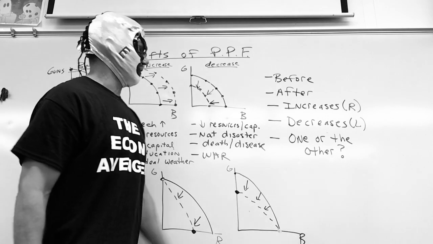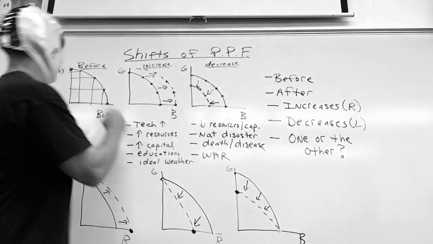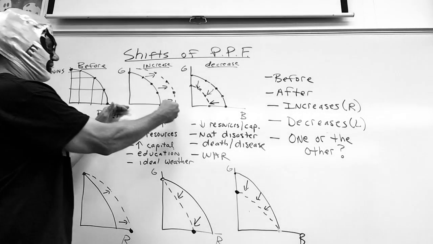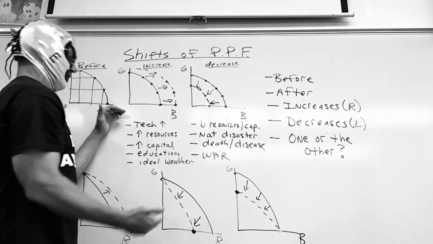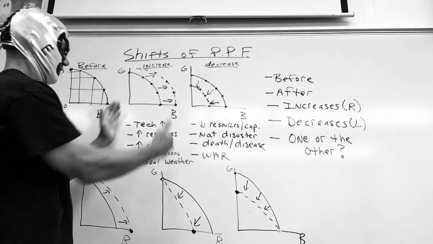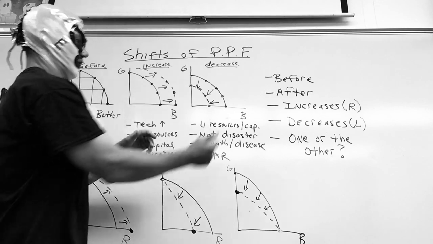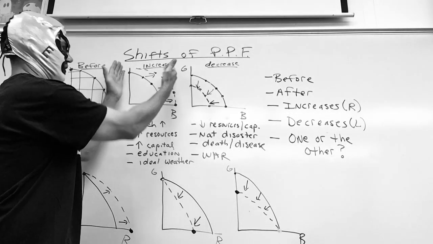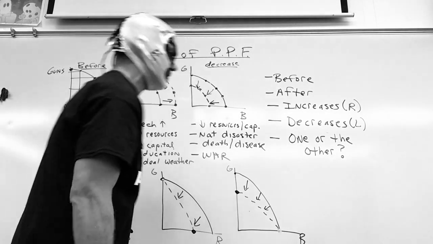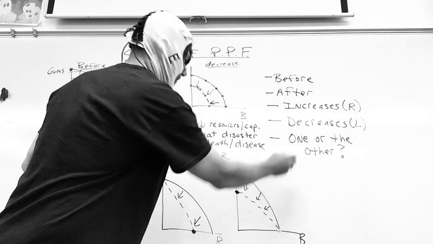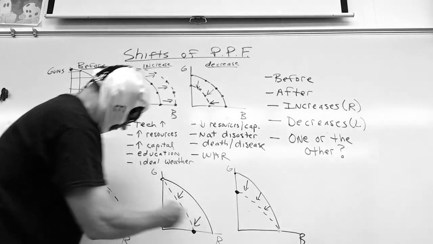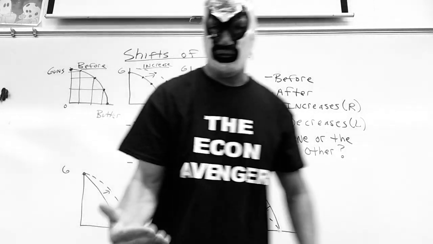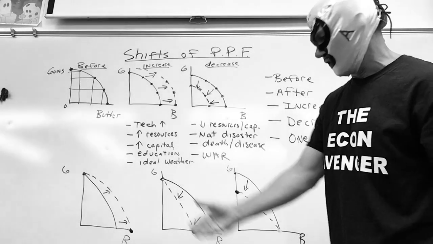All right, so we got it. We know the before curve. Boom, we know what it looks like. We know what an after looks like with the effect of a shift of the curve. We know the factors that can increase the curves. We know the factors that can decrease the curves. We know that the shifts of the curve are to the right when it increases and to the left when it decreases. And then we know what would happen, the way that it's drawn, if one of the factors is affected and the other one isn't.